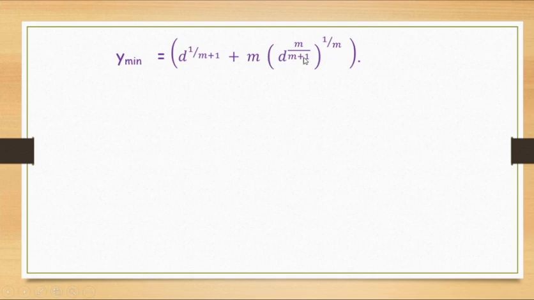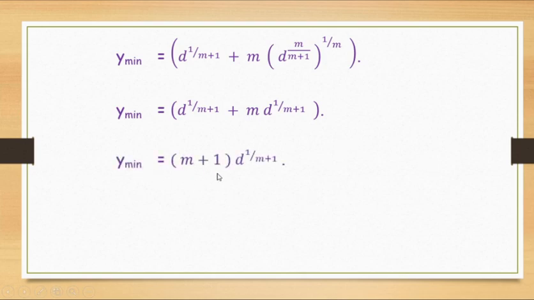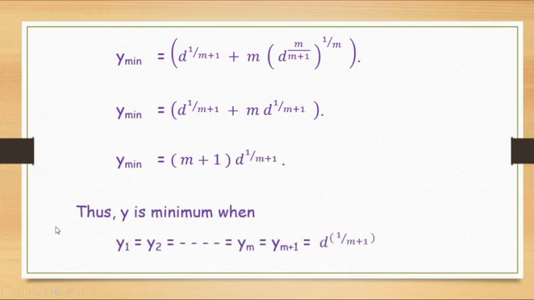Now we multiply this, we get y min is equal to d raised to 1 upon (m plus 1) plus m as it is into d raised to 1 upon (m plus 1). This m gets cancelled out. This is m times, this is 1 times. It is nothing but y min is equal to (m plus 1) d raised to 1 upon (m plus 1). Thus y is minimum when y1 is equal to y2 is equal to ym is equal to y(m plus 1) is equal to d raised to 1 upon (m plus 1).